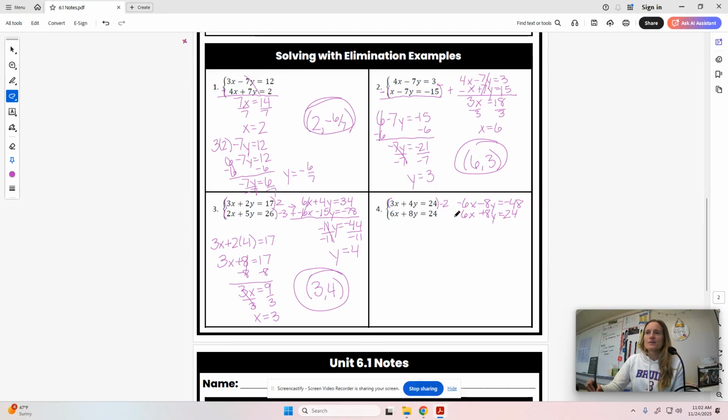And this is another one of those unique situations, because when I add these, the x's cancel out. The y's also cancel out, and so I'm not left with anything over here. If I don't have anything, that means I have 0. And then -48 plus 24 is -24. Well, -24 is not equal to 0. Those are two different values. That is not a true statement. So this is no solution.